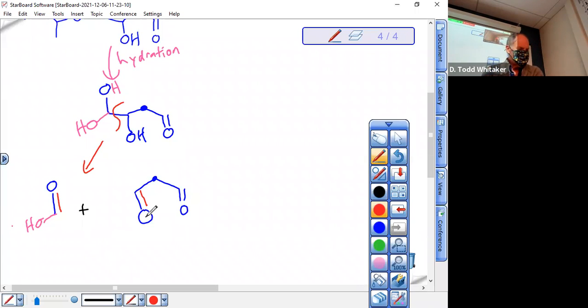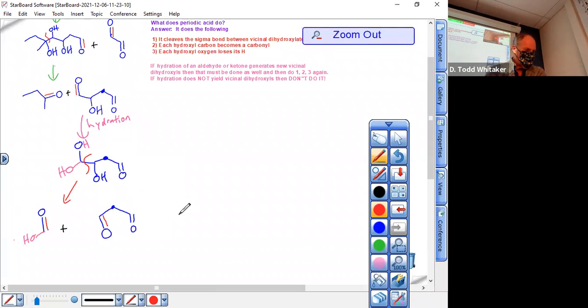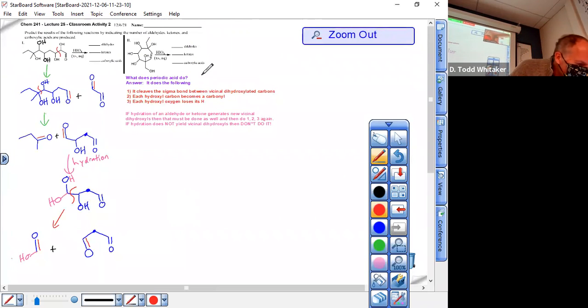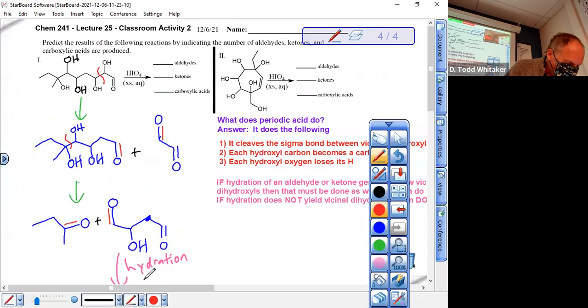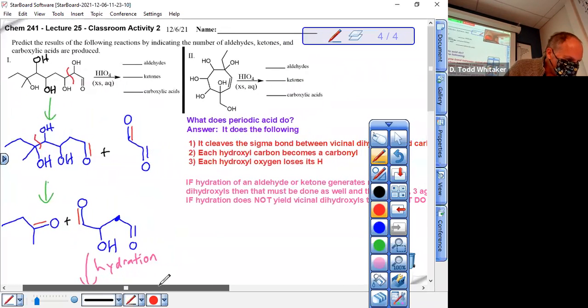Time to summarize it. You got to read the question carefully. Hard to read it when it's that small, huh? It says, predict the results of the following by indicating the number of aldehydes, ketones, and carboxylic acids are produced. So here's a final product that has aldehyde, ketone, no ketone. Here we go.